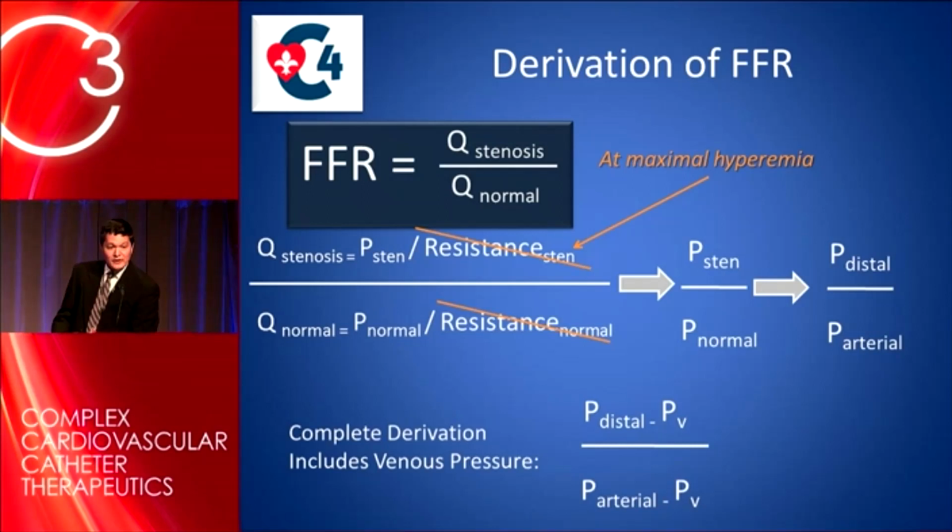Now, in the complete derivation, as you saw maybe sneakily in Habib's slide, there actually is venous pressure in there, and that's one of the things you think about in terms of sometimes venous pressure is very high, and we need to account for that when we look at fractional flow reserve measurements.